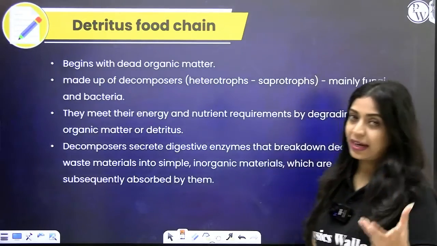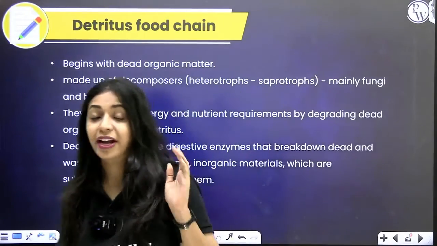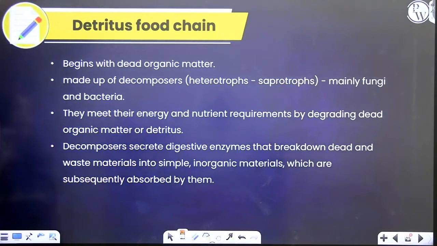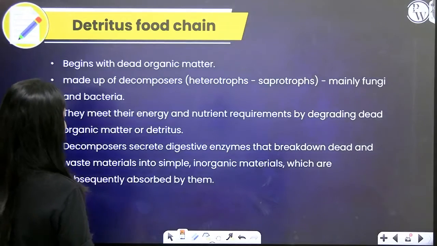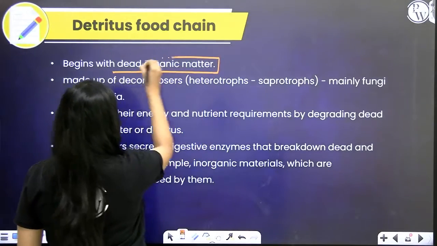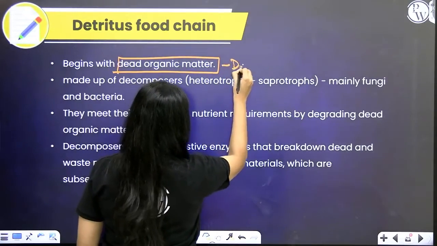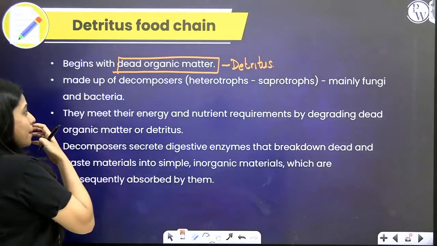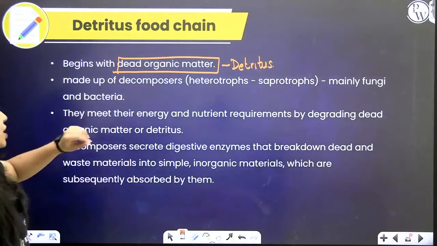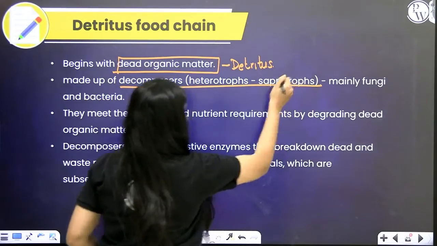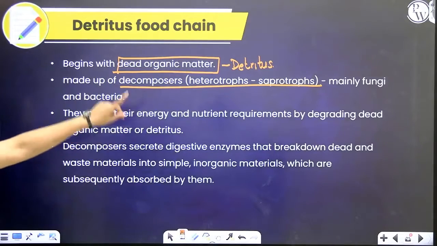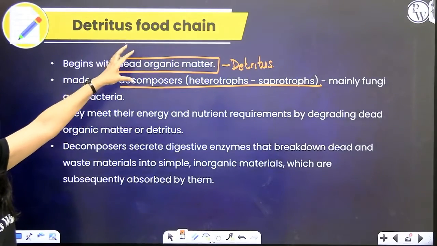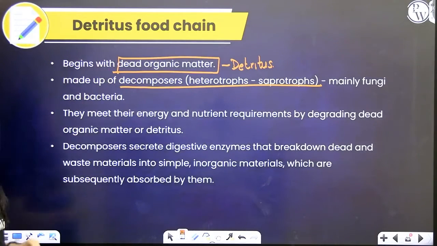Now let's talk about the second type of food chain, which is called detritus food chain. It is represented as DFC, that is the abbreviation. This, as the name itself will indicate, begins with dead organic matter, which is nothing but our detritus. Detritus food chain is composed of decomposers, saprotrophic heterotrophs, which break down the detritus by secreting enzymes, and they will absorb it later.